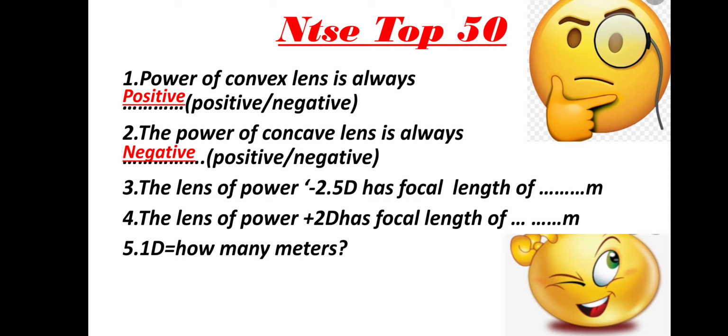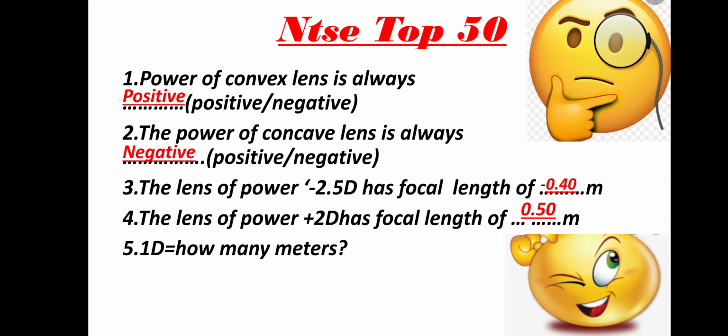Normally, when we define power, power is the reciprocal of focal length, or we just write it as 1 upon f. In a concave lens, the lens of power minus 2.5 D has a focal length of minus 0.40 meter, and the lens of power plus 2 D has a focal length of 0.50 meter. You just have to put in the value and find the answer for its focal length.